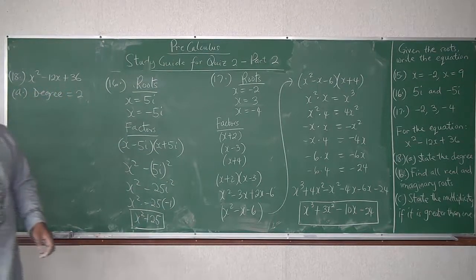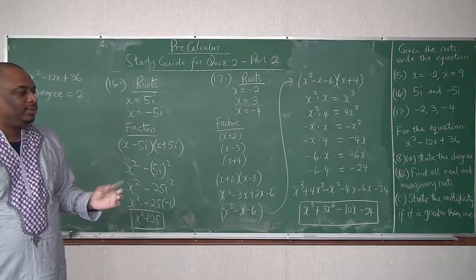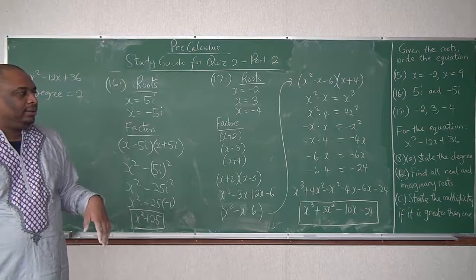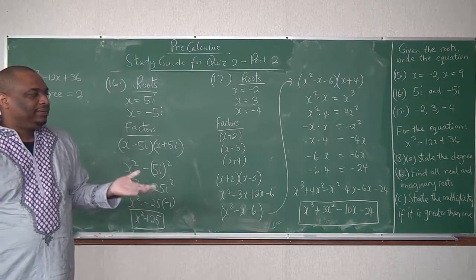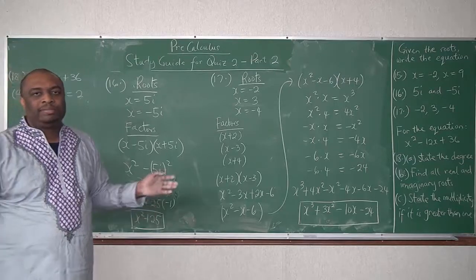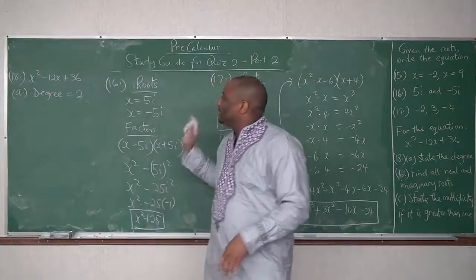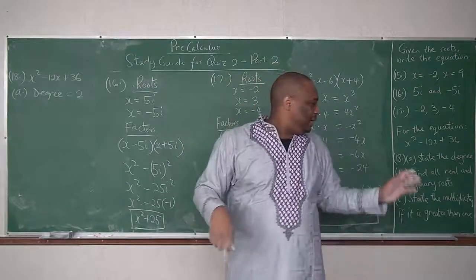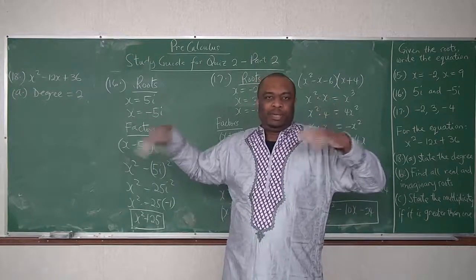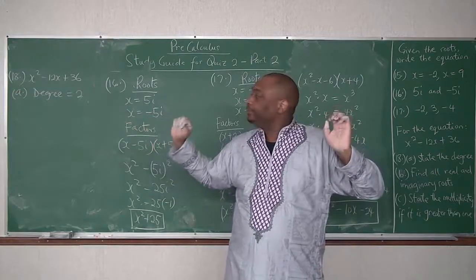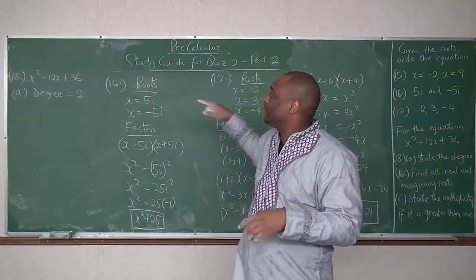Then it says find all the real and imaginary roots, and then state the multiplicity if it is greater than 1. Before we look for imaginary roots, because imaginary roots mean we have to use the quadratic formula, let us see whether we can factor this out first.